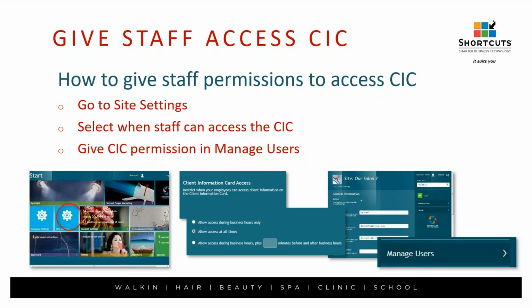So if you're already familiar with the online console, and hopefully you are if you're watching this, you would go to console.shortcutsoftware.com and go to site settings. Once you're in site settings, in the middle of the screen, in the middle of your rules, this is where you tell Shortcuts, if I give a staff member permission to access the client information card, when exactly can they do that? You can have it set so that they can access the client information card anytime. So even if they're at home and they bring up their cell phone, they can search for a customer, search for the card. You can, of course, imagine you may not necessarily want them to have this access.